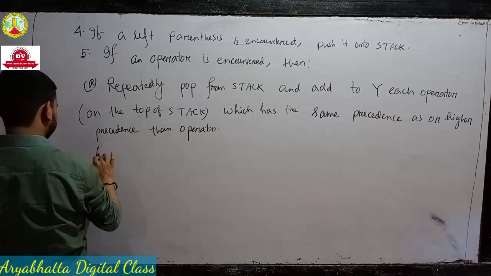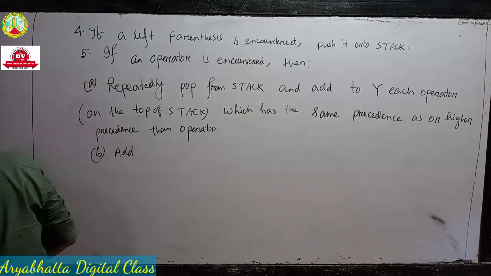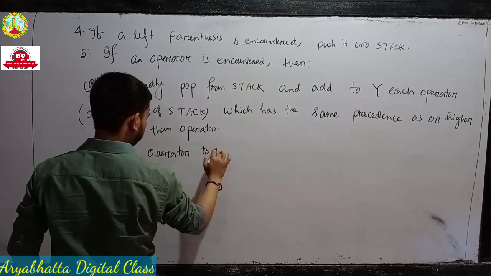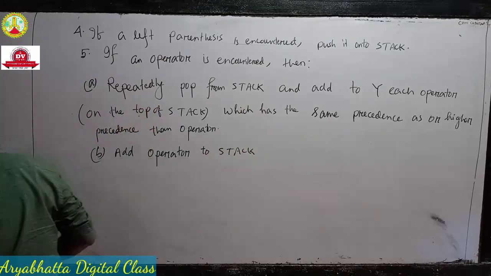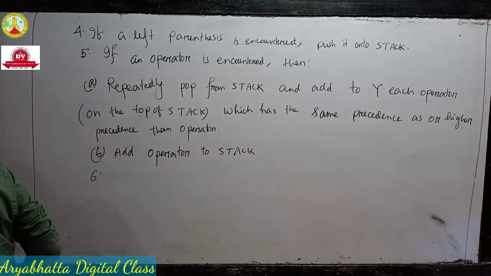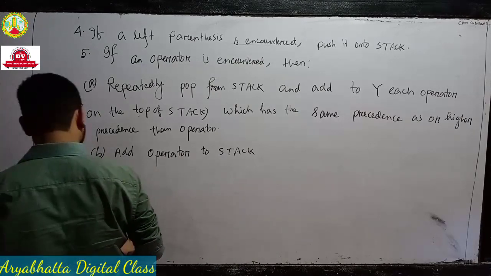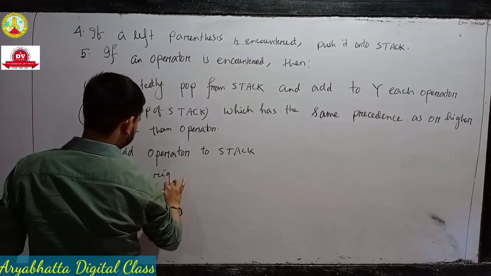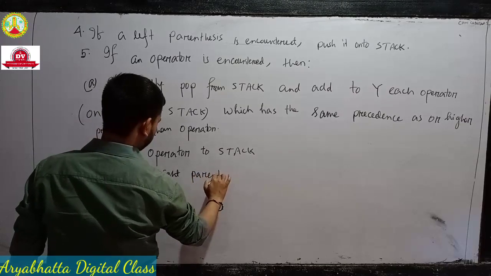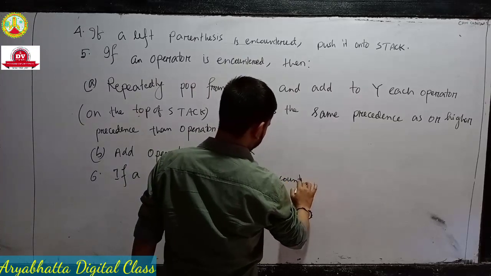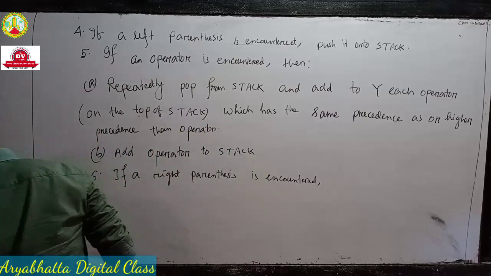And B is: add operator to stack. Right. Number 6: if a right parenthesis is encountered. This is for the left parenthesis, this is for the right parenthesis. If a right parenthesis is encountered, what happens?